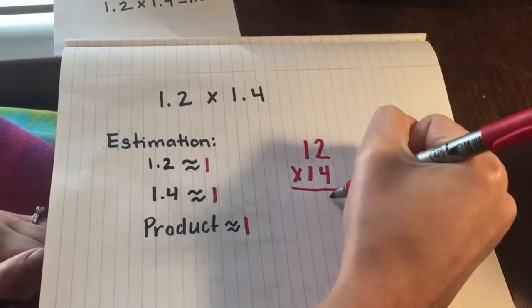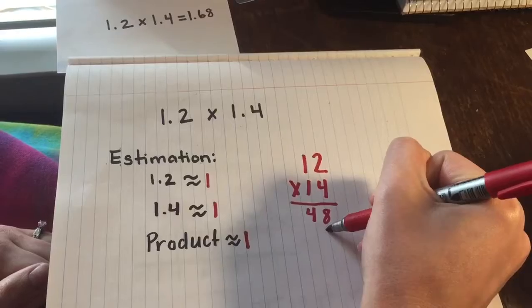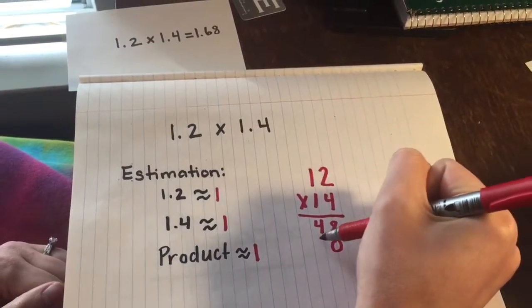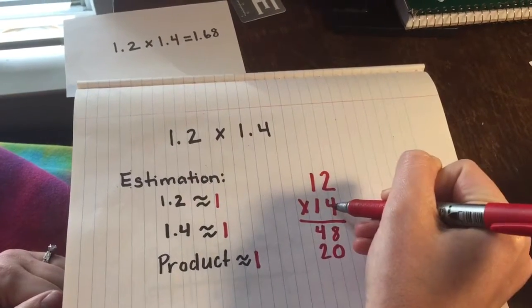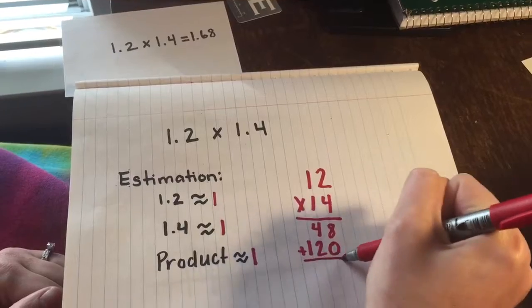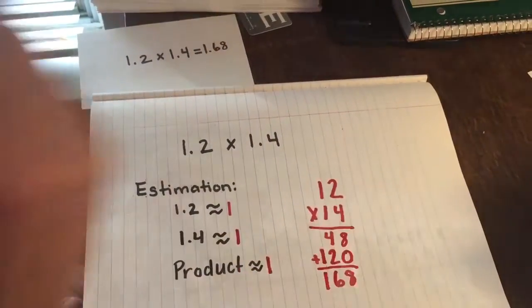4 times 2 we know equals 8. 4 times 1 would be 4. Using our place value marker, we'll mark that spot. 1 times 2 would give us 2, and 1 times 1 would give us 1. So now I can add them together. And I have 8, 6, and 1.